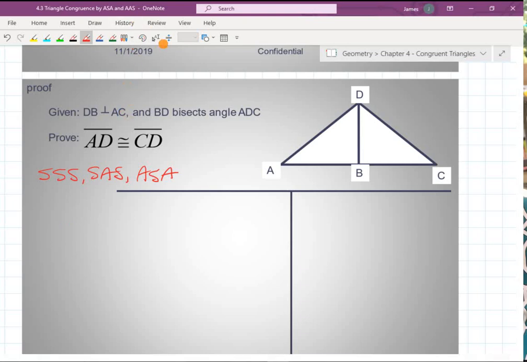So let's talk about this proof here. Our goal is to show that AD is congruent to CD, provided that we have the given information that BD is perpendicular to AC and that BD bisects angle ADC. Okay. So again, we're trying to prove two segments congruent, but remember, if we've got triangles in our picture, the first goal, spell goal right.